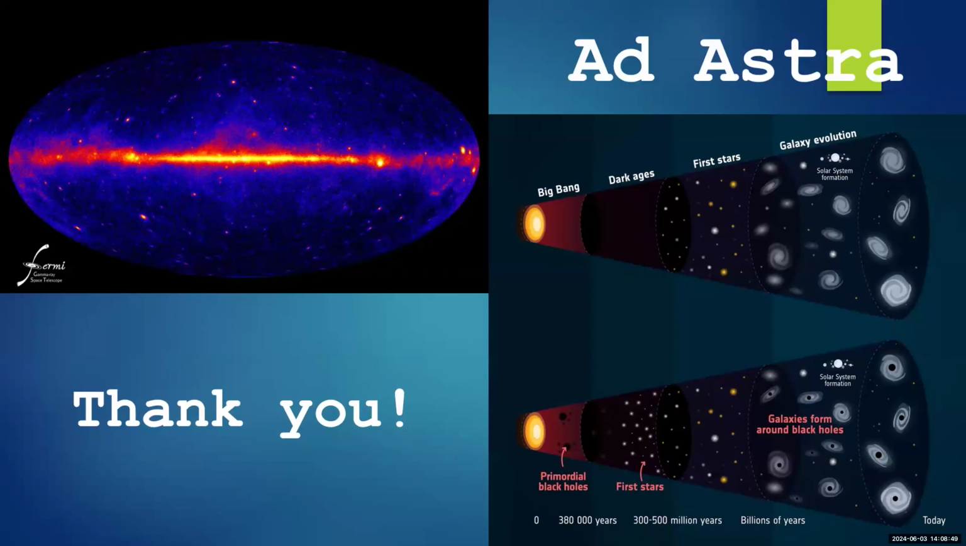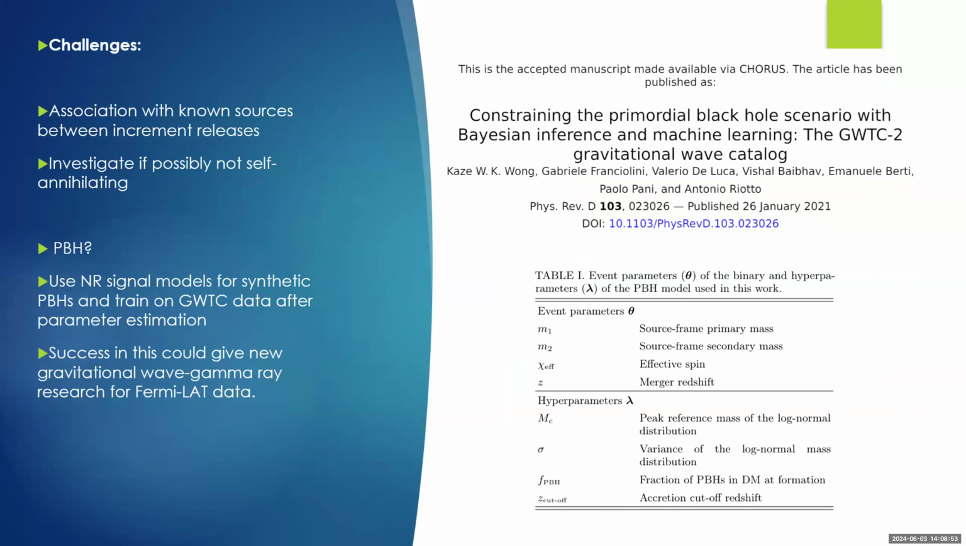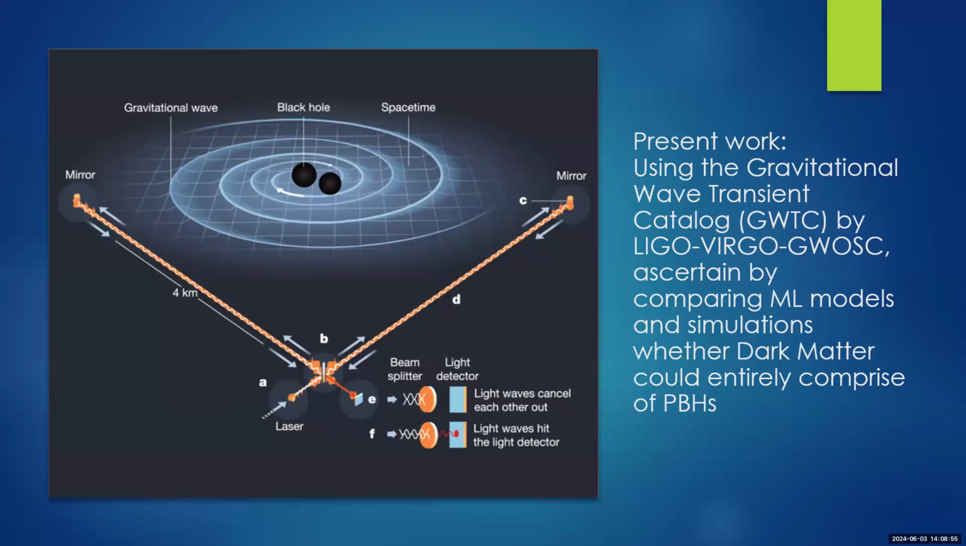I don't understand exactly what you're trying to do, but I'm trying to correlate two things: dark matter and primordial black holes. Could you repeat the question? Okay. So the question was, if I'm trying to correlate dark matter and something else, how did I start.